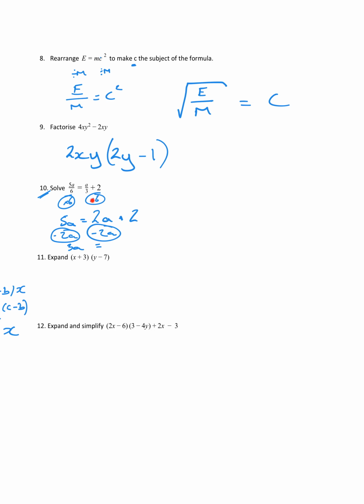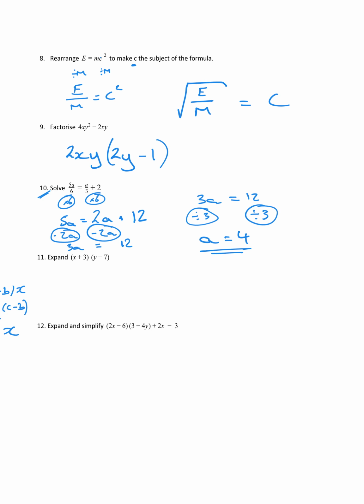I forgot to multiply the whole of this right hand side by 6. So when I multiply 2 by 6, I should get 12. So when I subtract 2a next time, I'm left with just that 12. And from there, I'll just write it out again. If I divide by 3, I should get a equals 4.